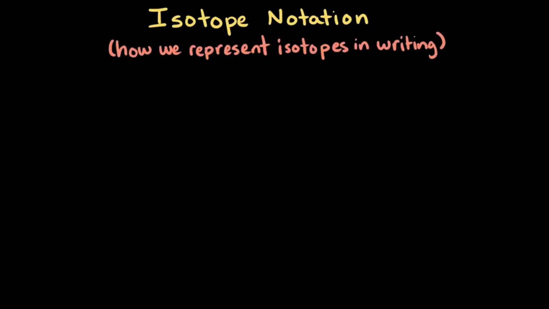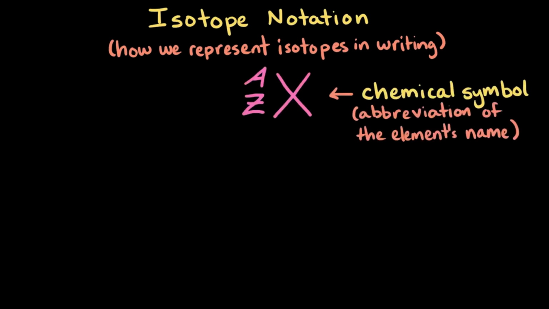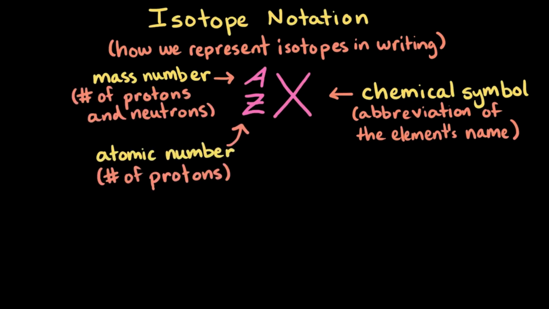Next, let's dive into isotope notation, or how we represent isotopes in writing. When describing different isotopes, you'll often see this notation, where X is the chemical symbol, which is an abbreviation of the element's name, A is the mass number, the number of protons plus neutrons, and Z is the atomic number, the number of protons.